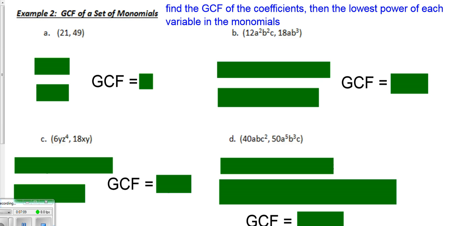For our next examples, we're going to be looking at finding the greatest common factor of a set of monomials. As a hint, the first thing you should do is find the greatest common factor of the coefficients. Then you can always just use the lowest power of each variable in the monomials. So this is kind of a shortcut. I'm going to show you the long method. This will be using the ideas that we just looked at.